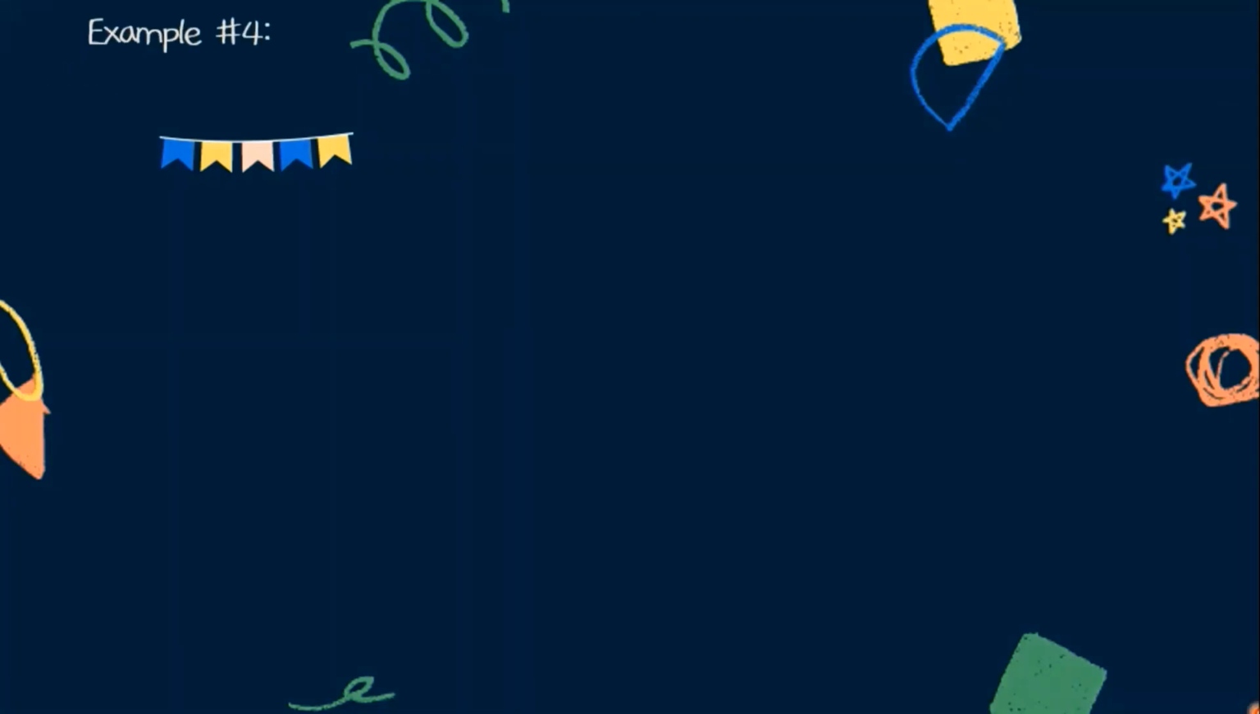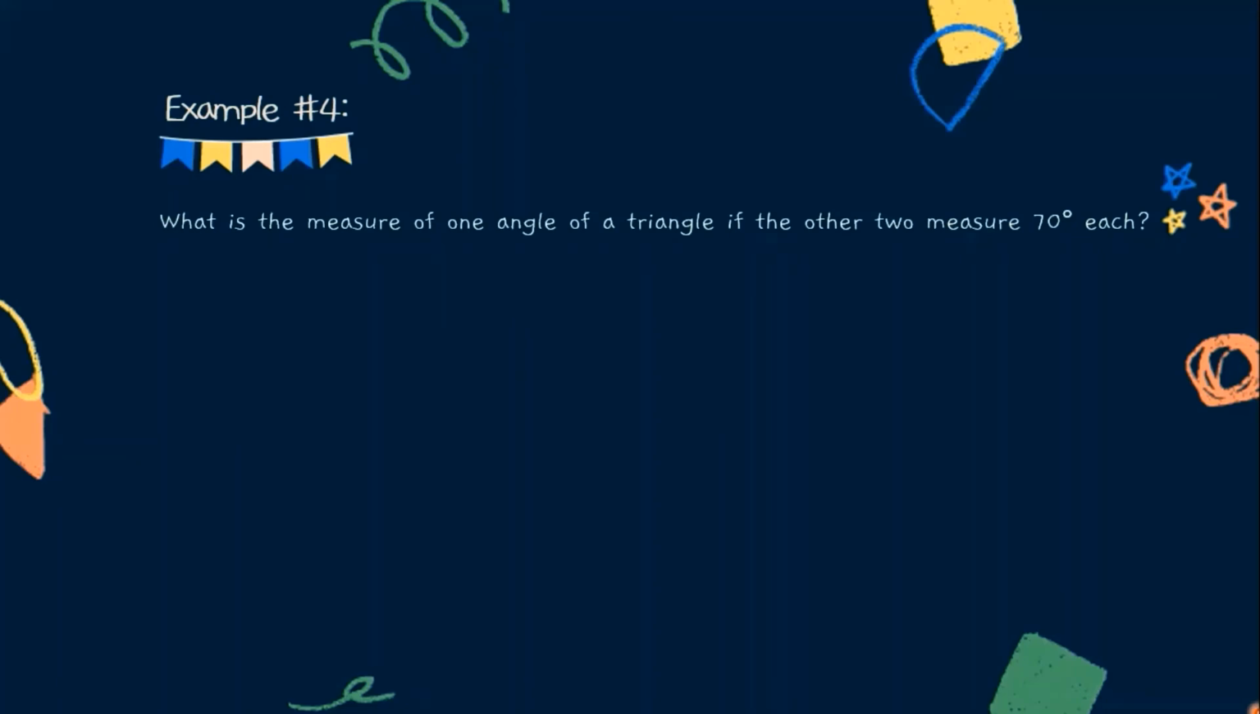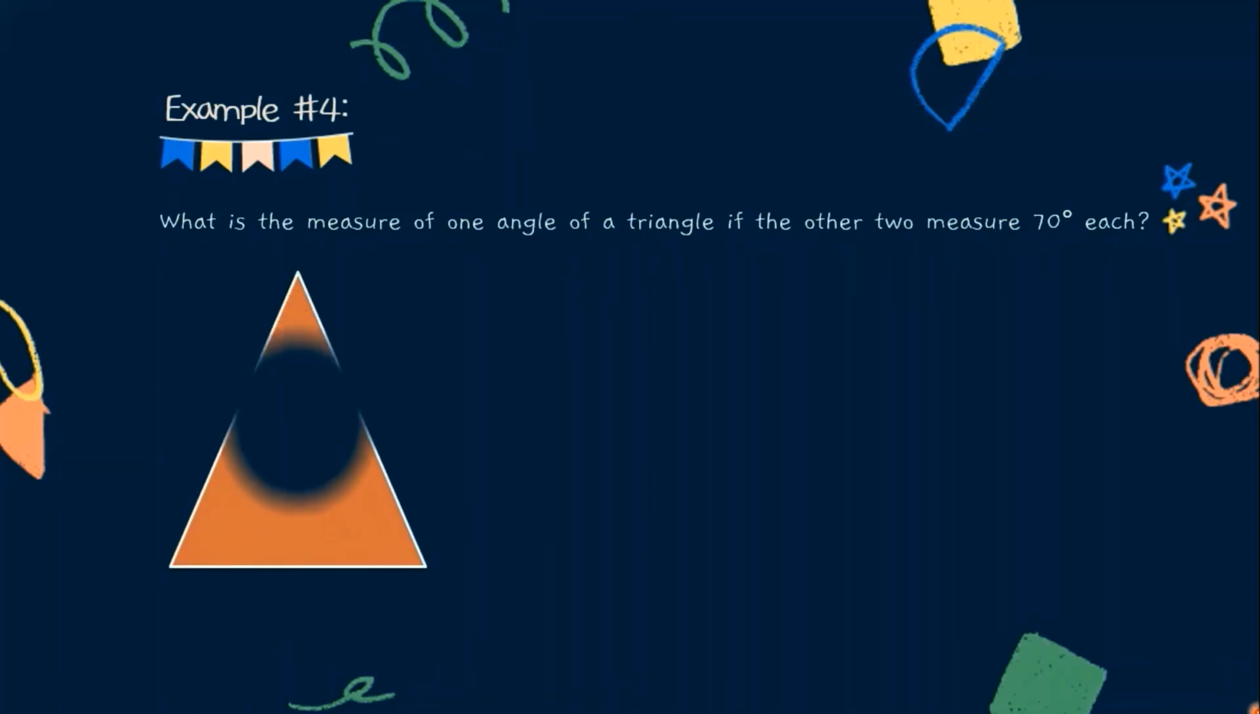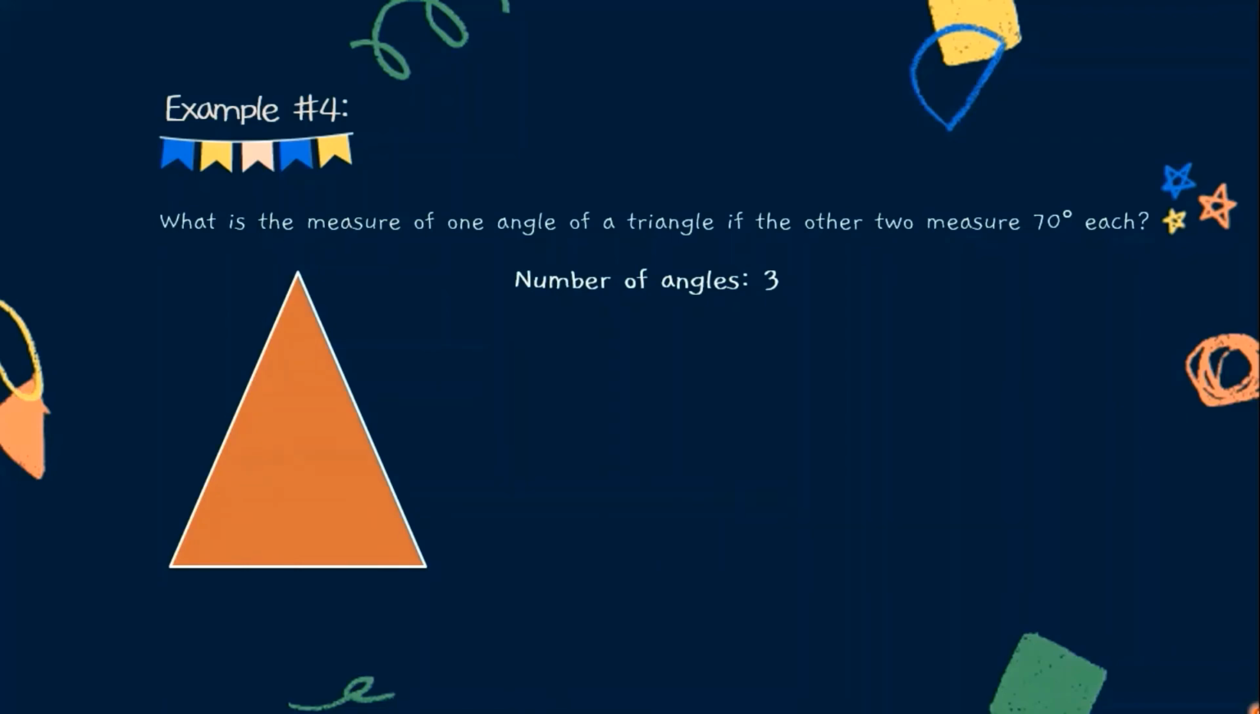Let's have another example. Example number 4. What is the measure of one angle of a triangle if the other two measure 70 degrees each? Kung meron tayong triangle, we know that a triangle is a kind of polygon with 3 sides and 3 angles. Ito yung kanyang tatlong angle. Yung dalawang angle niya, ang sukat ay parehong 70 degrees each. Pero yung isang angle, yung missing angle ay unknown, hindi nabanggit yung sukat. We need to find the measure of this missing angle.